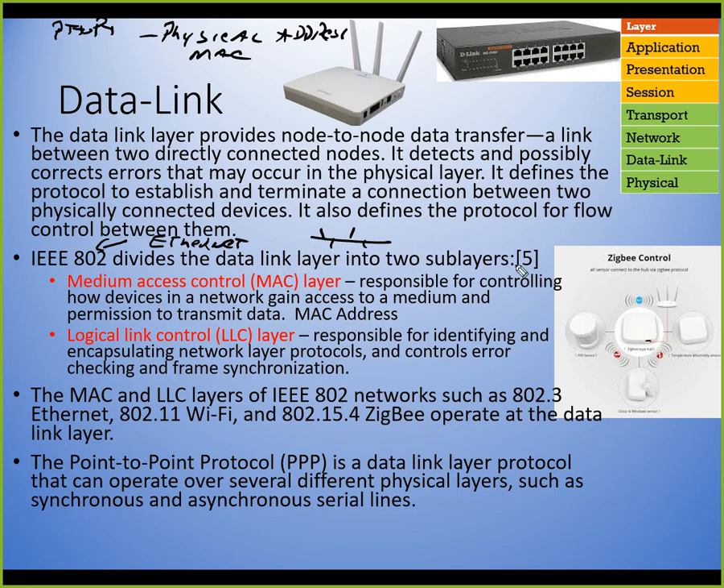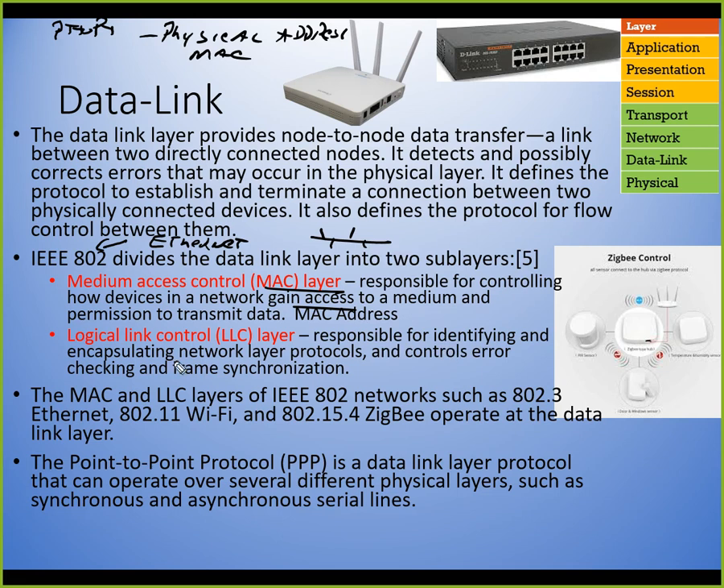If there is one, it divides the layer into sublayers. The media access control layer, the MAC layer, controls how devices in the network gain access to the medium. We could have token ring. We could have token bus. We could have Ethernet. We could have switched Ethernet, where we don't really have the shared media. We have a kind of dedicated media.